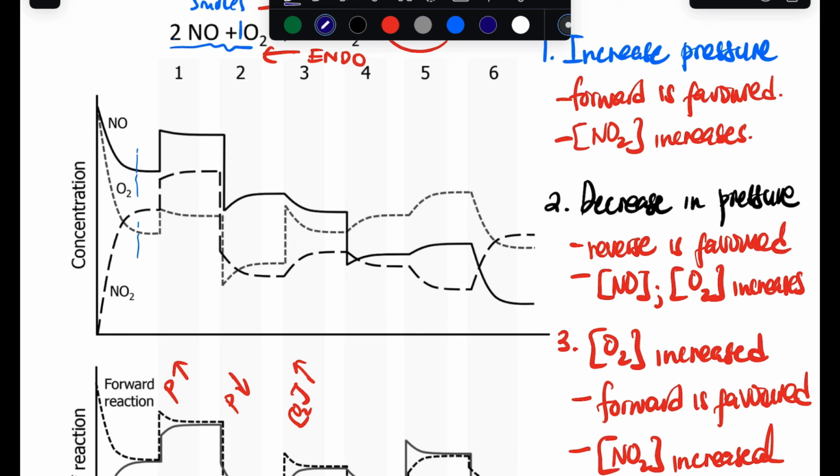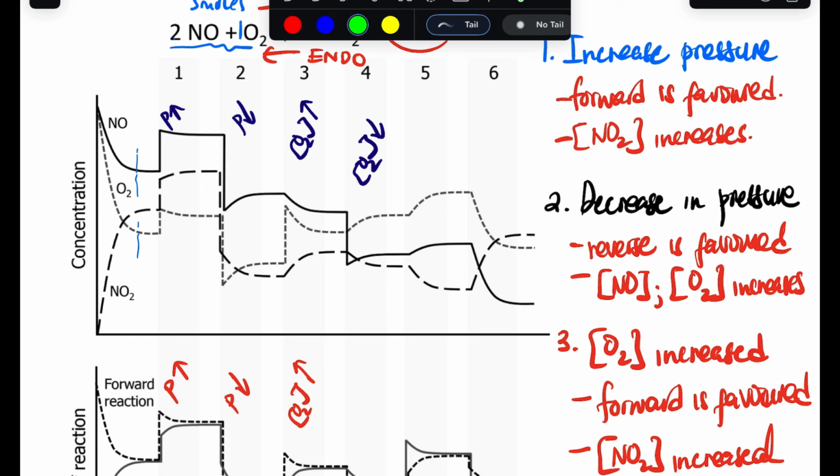So here, let me write it again. Here it's a pressure increase, a pressure decrease, and a concentration increase. Here, since there's a spike that goes down, there's a sharp dip, it's a concentration. It's a decrease in what? In concentration. But now in this case, it's oxygen. Let's see, how is it oxygen?